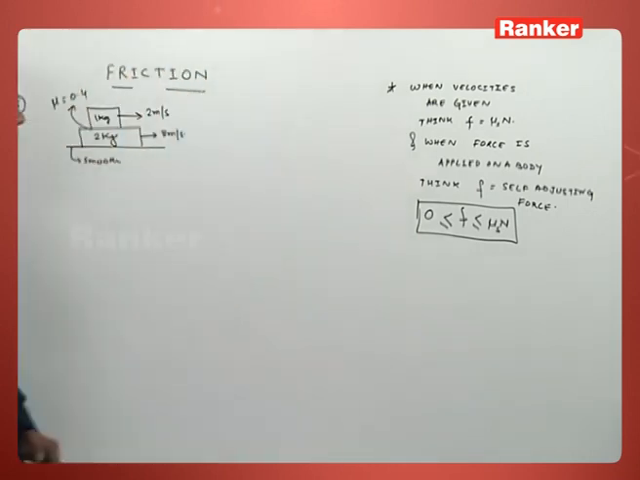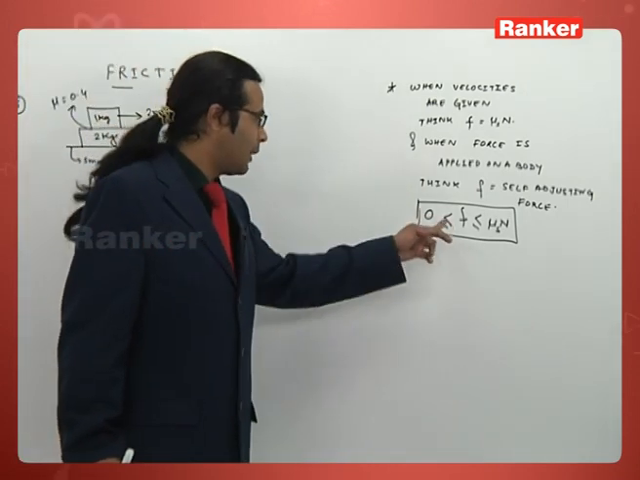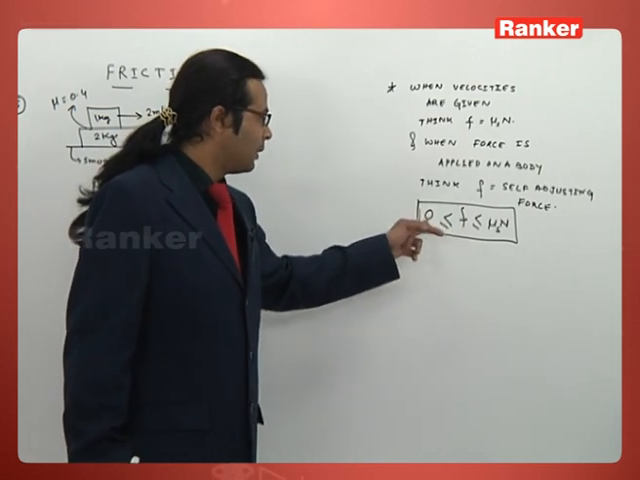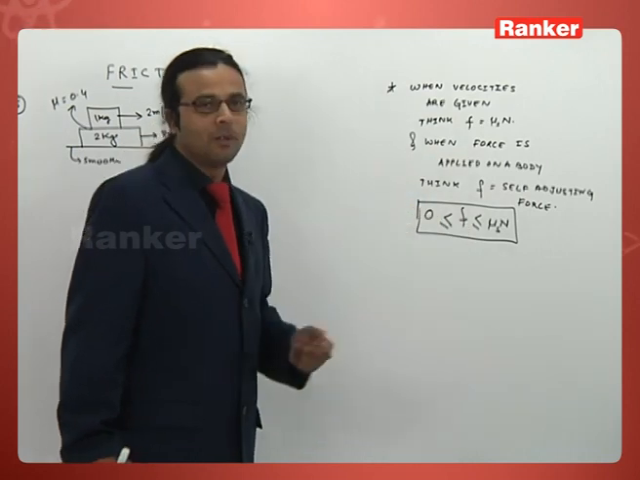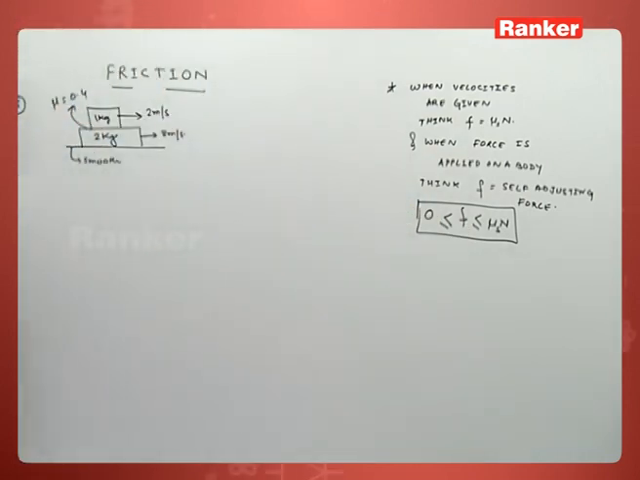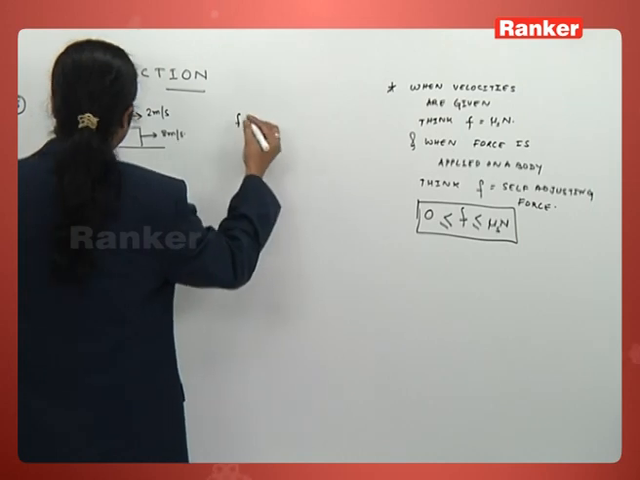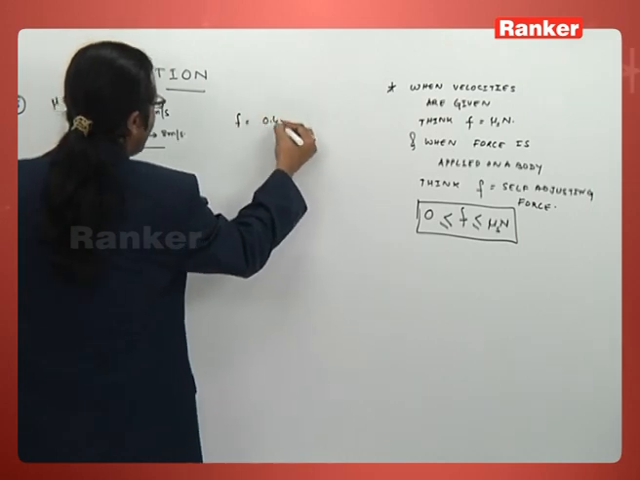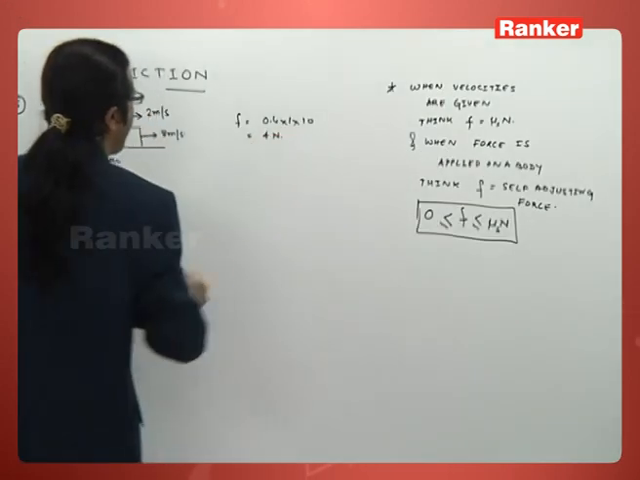When I solve problems related to rotational mechanics or frictional force also, I take F is greater than or equal to 0, and less than or equal to mu s into N. It helps a lot to know about the nature of frictional force. So here velocities are given, so frictional force will be maximum. So let us calculate that frictional force, that is 0.4 into 1 into 10, that is 4 Newton.